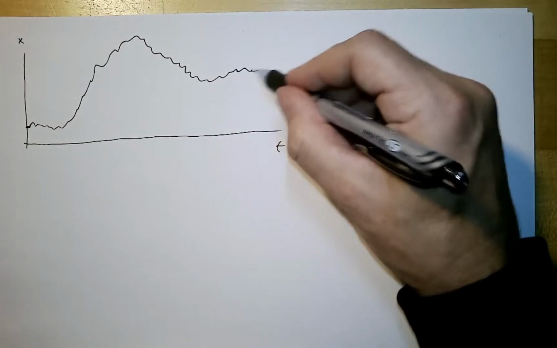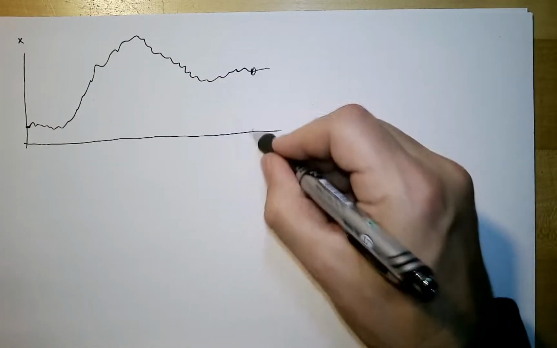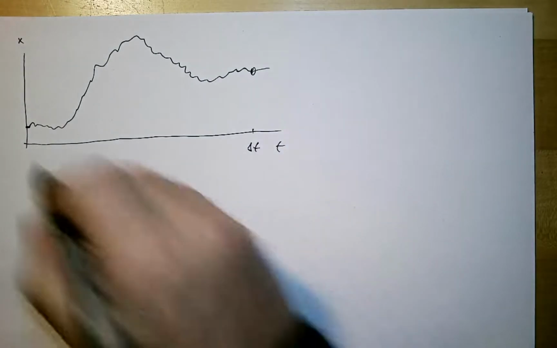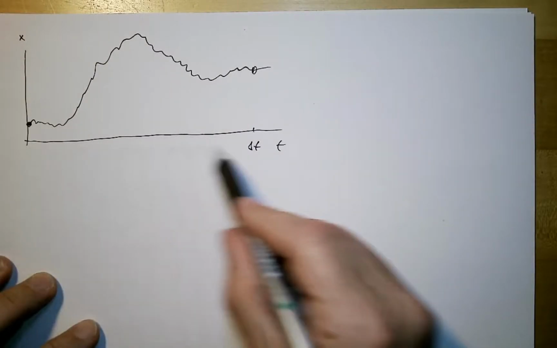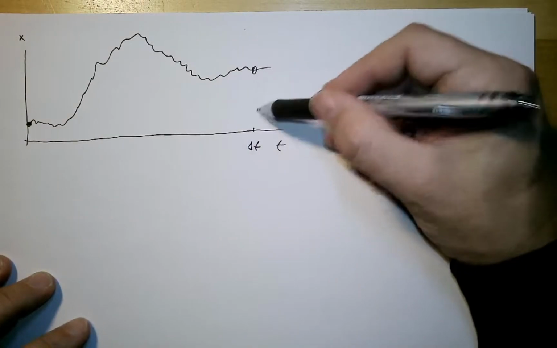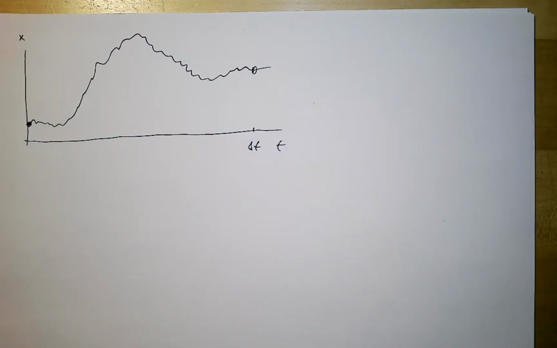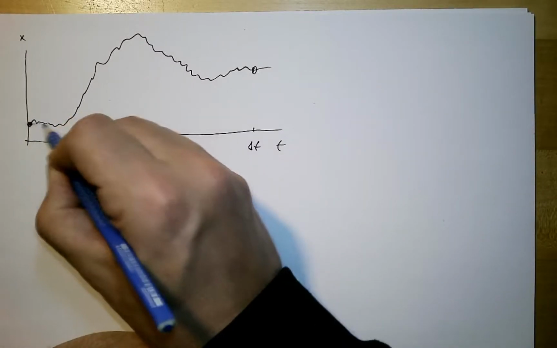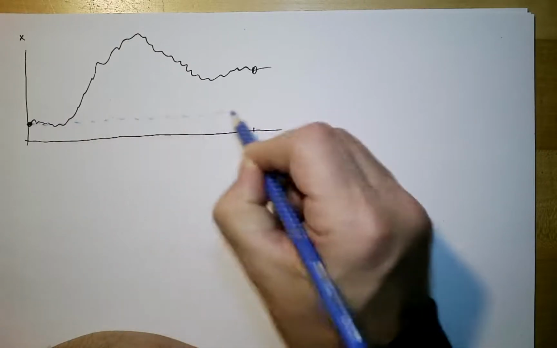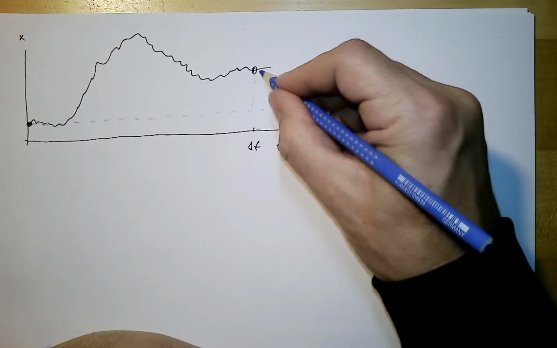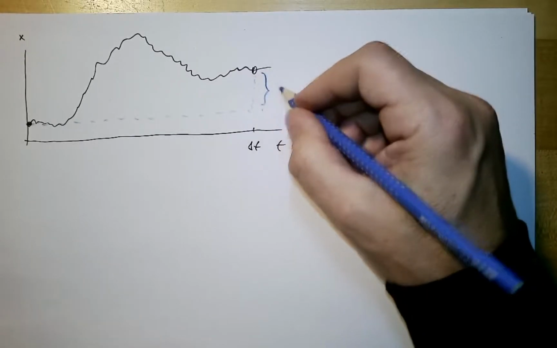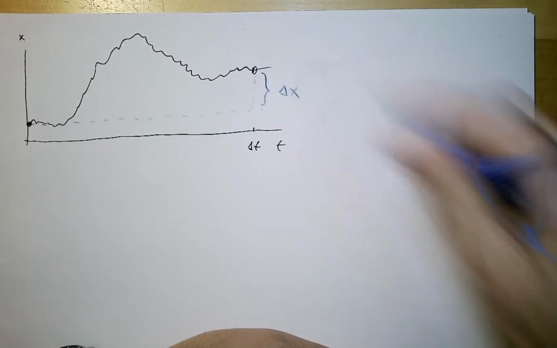Maybe we have this, and this was my chosen delta t, and these are my 2 points. And now I want to know, at this time scale of delta t, what is my typical delta x? Now there are different possibilities. One thing you could do is take the starting value and then take the final value and just say, for example, we take this here as delta x.